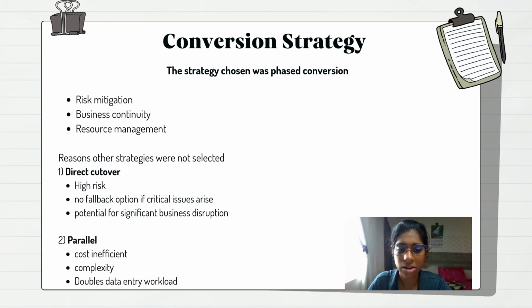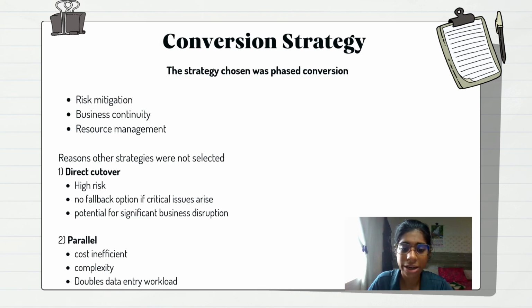The second reason would be business continuity. Critical business operations can continue without major disruptions and also each phase can be scheduled during off-peak periods. The third reason is resource management. Hardware and software resources can be allocated efficiently and also staff training can be conducted in smaller, manageable groups.